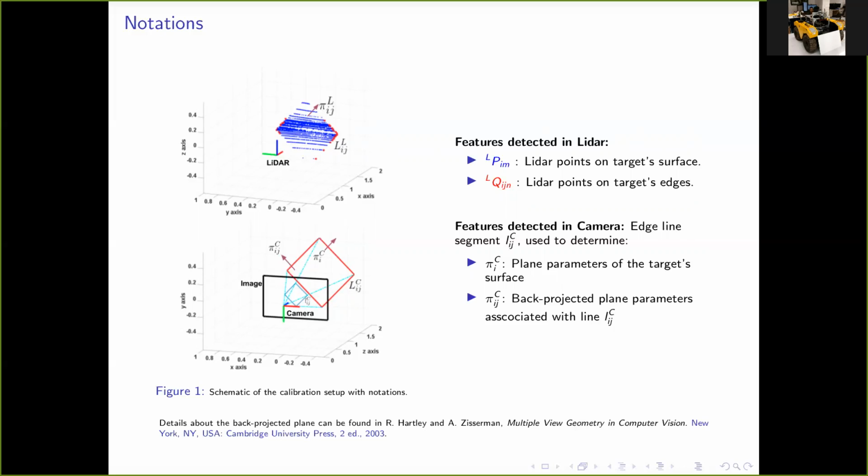In camera, the only features we detect are the edges of the planar target, denoted as LCIJ. These edges are parameterized as straight lines, and they can be used to determine the parameters pi ci that describe the planar target surface. The detected edge LCIJ is also used to determine the parameters pi cij that describe the back projected plane. The back projected plane is a plane formed by camera center and the line LCIJ. One can read more about the back projected plane in the source cited below.